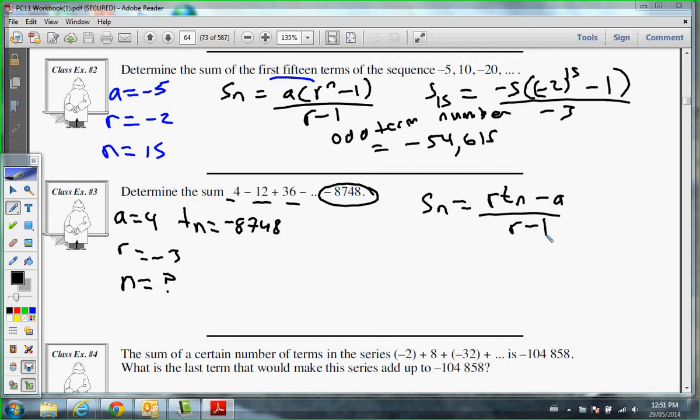So in this case, my R is -3. My T sub N is 8,748. And minus my A, which is 4, all over -3 minus 1 to -4. Okay, again, you punch that in your calculator, you get -6560.